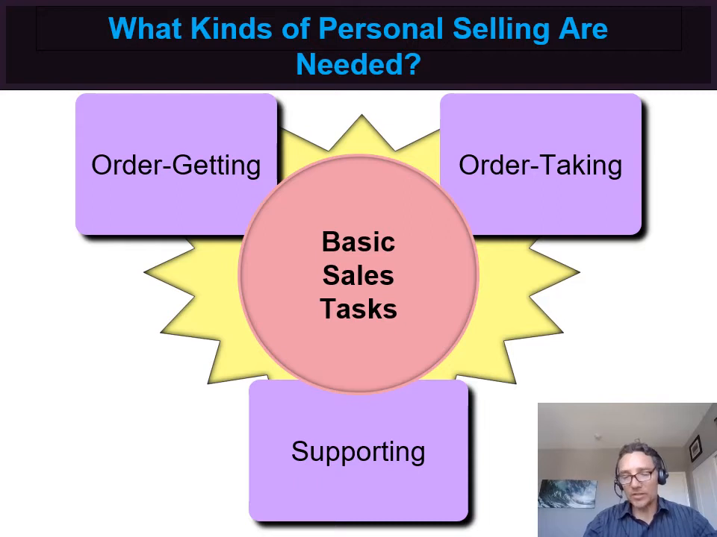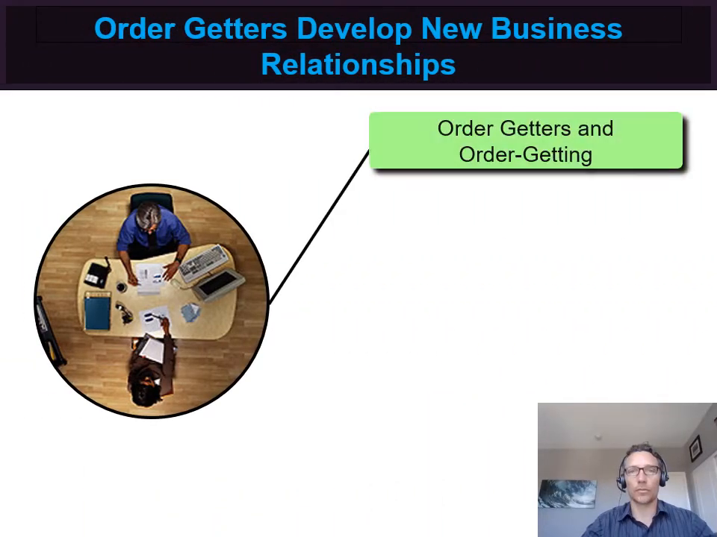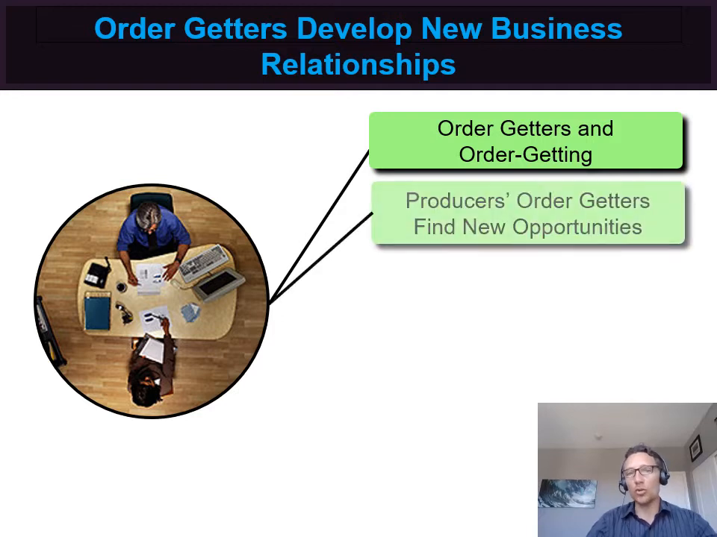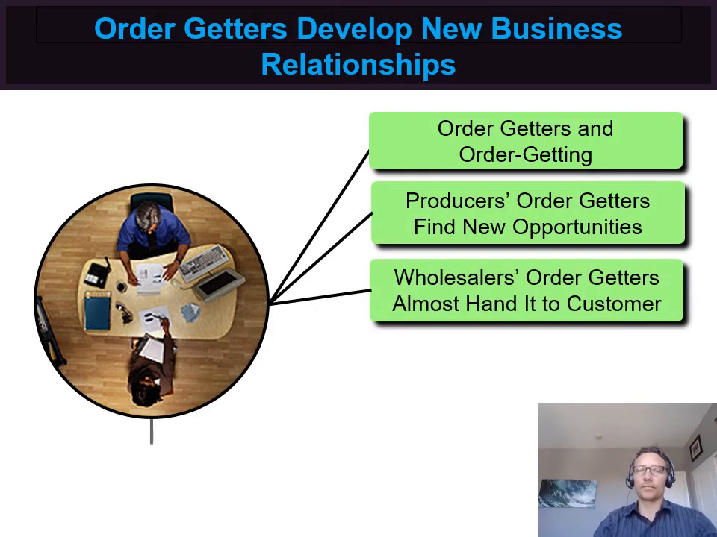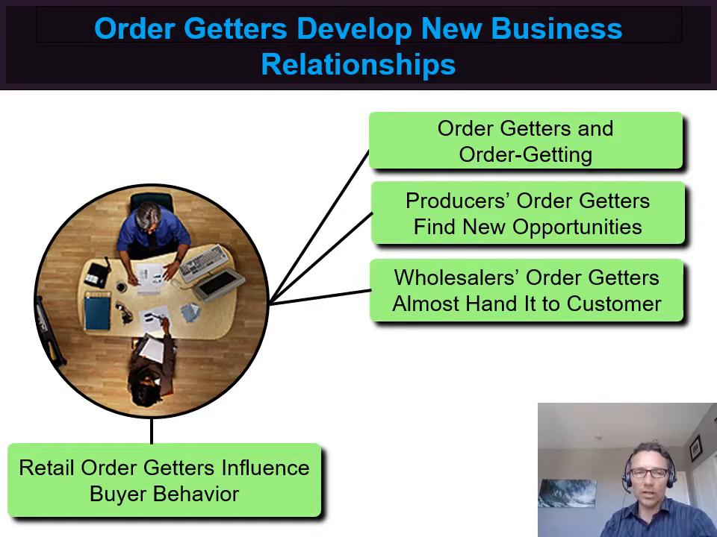So those are your three types of salespeople, and you can see it's from the most skilled and experienced to the least as we go from order getter, order taker, and supporting sales. As I mentioned, order getters develop new business relationships, look for new opportunities, and get new clients.